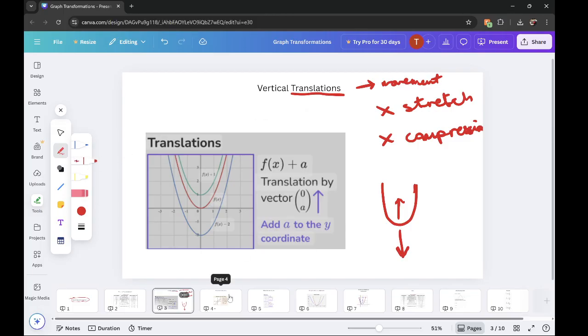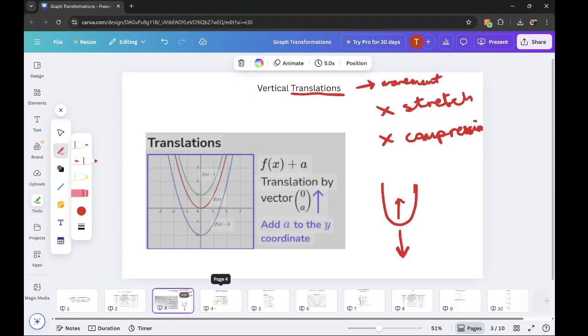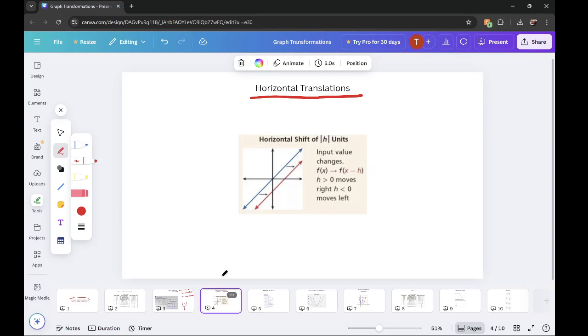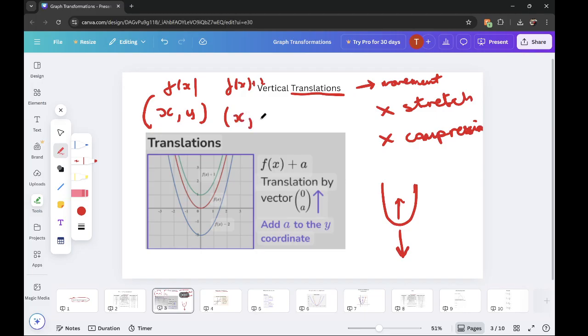Now that's simple enough. Let's move on to horizontal shifts. Horizontal translations are the same as vertical translations, but with a minor change. In vertical translations, it was relatively simple. You just add a to the y coordinate. So x comma y of f of x turns into, let's say, f of x plus 2 again, it goes to x comma y plus 2. So you basically just add whatever your a is to your y coordinate. That's all you do.